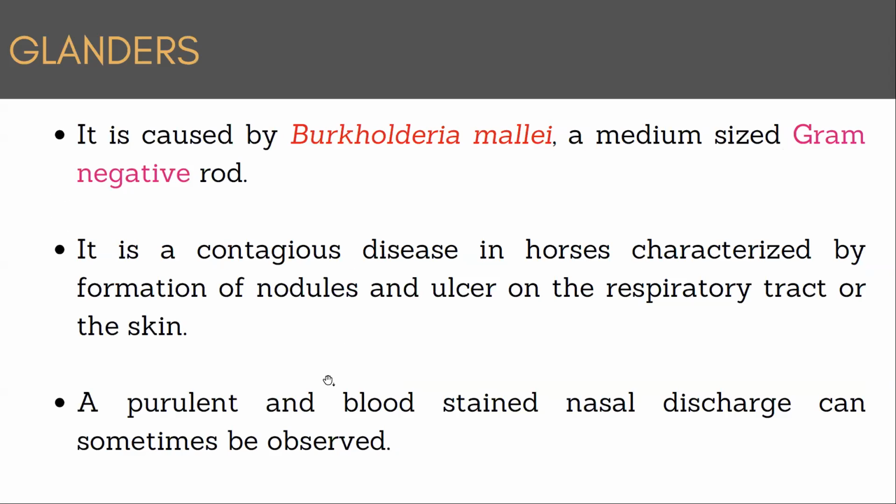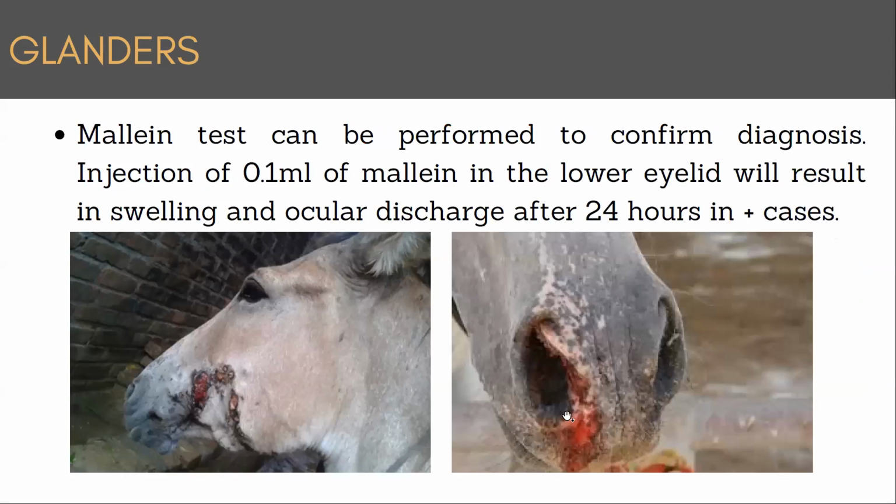So a purulent and blood-stained nasal discharge can sometimes be observed. Ito. Blood-stained nasal discharge. So, mallein test can be performed to confirm diagnosis. So, we inject 0.1 ml of mallein, I think this is a protein specific for Burkholderia mallei, in the lower eyelid and will result in swelling and ocular discharge after 24 hours in positive cases.